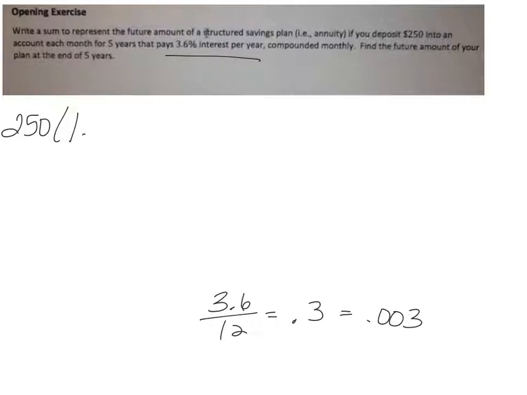Really, we have $250. We deposited 3.6%. That would be 3.6 over 12, which is 0.3. 0.003 in decimals, 0.3 in percentages. All right, so I just needed to do that to get this number right here. Raised to the 59. Okay, 5 years is 60 months.